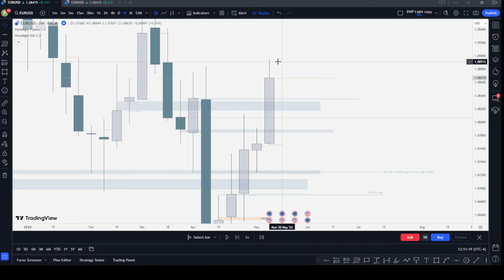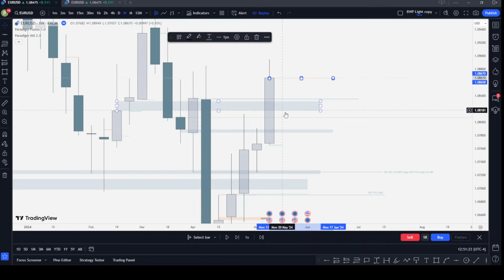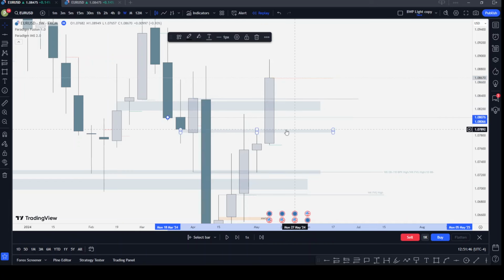So what we'll be anticipating for this current week is a return into this first one, or this one, or this one, or this one, and then we will be looking to take a long. Our initial bias is going to be bearish until price gets to this area, or this area, or this area, or this area.